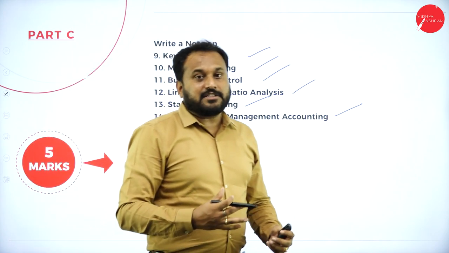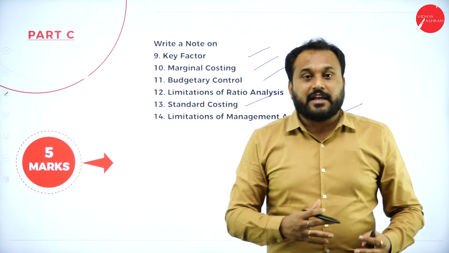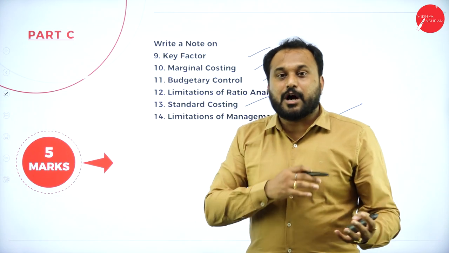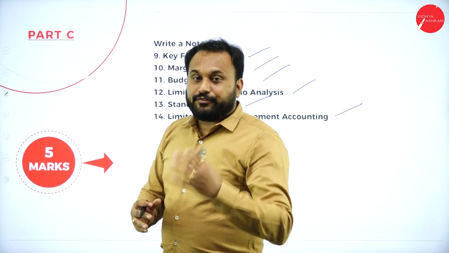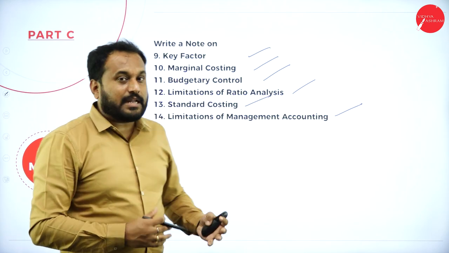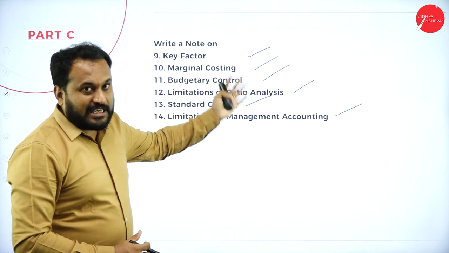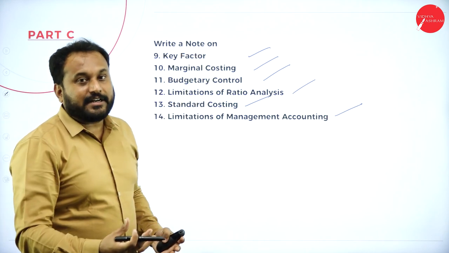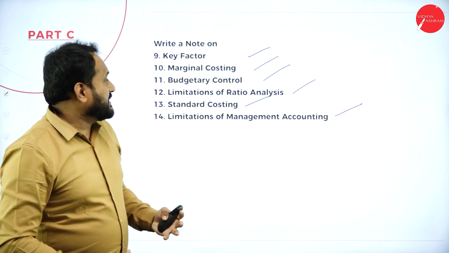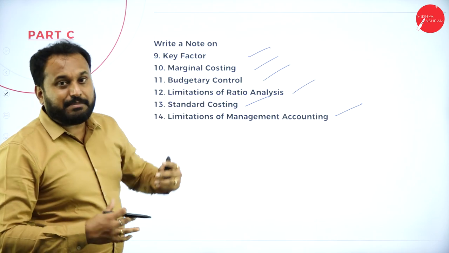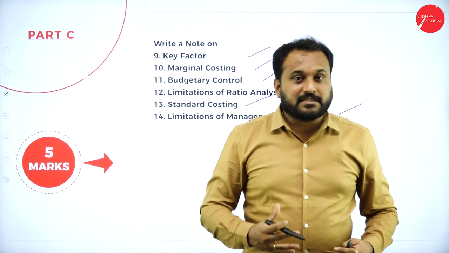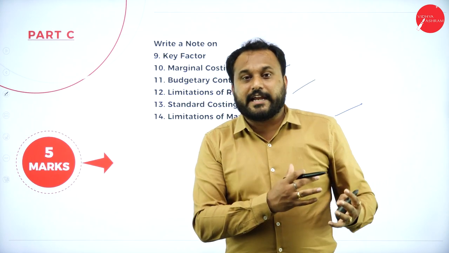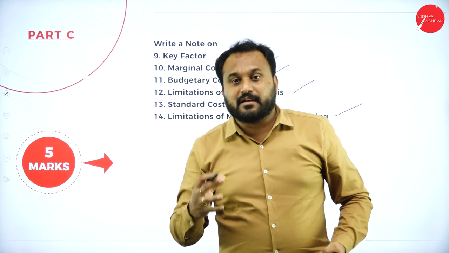Many faculties in the classes teach how to solve problems, but they don't tell students how to write the theory part. If you miss out on these marks, you will actually lose them here. What is a key factor? Many students don't even know which chapter it comes from. Marginal costing, what is the meaning of marginal costing? They don't know. For 5 marks, you are supposed to write at least half a page about that particular topic.